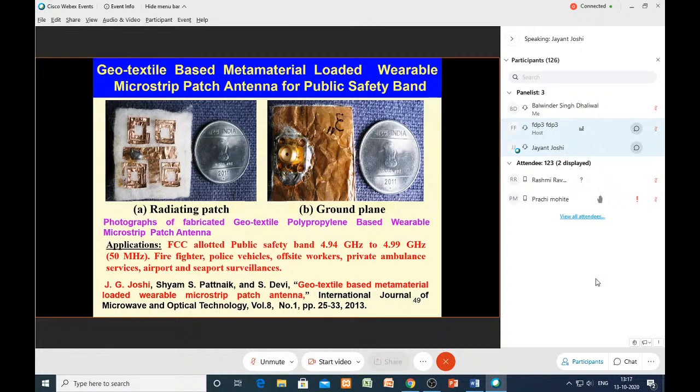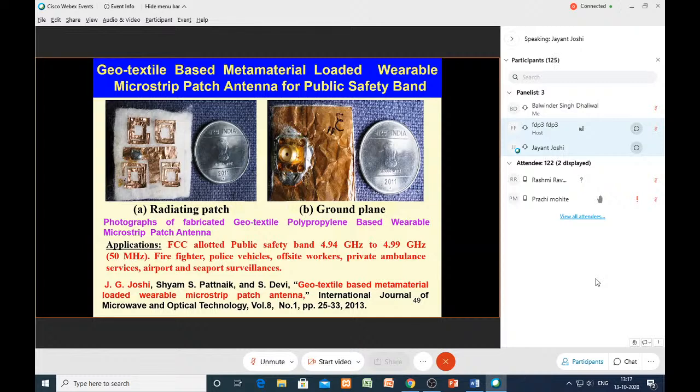This is available in the International Journal of Microwave and Optical Technology. Here I used a T-shaped microstrip antenna, and some split ring resonators (SRRs) are placed. At the bottom side there is a ground plane, and at the front side there is a radiating patch.